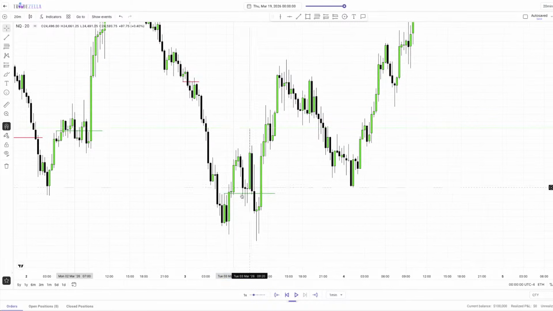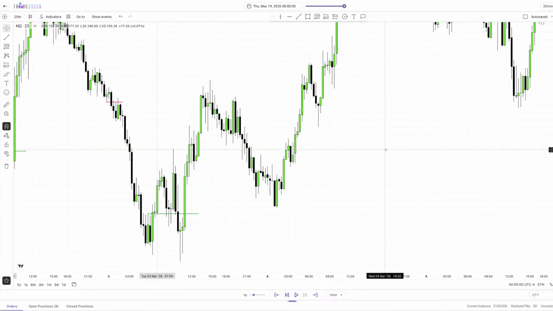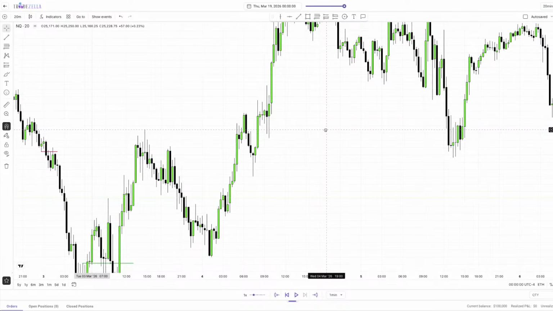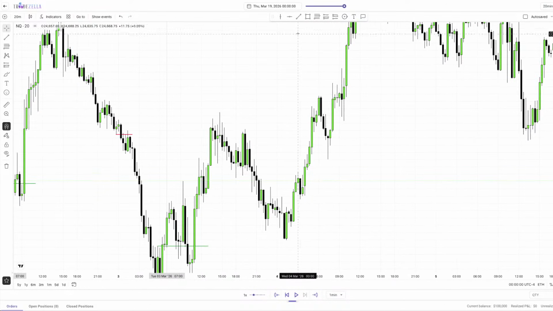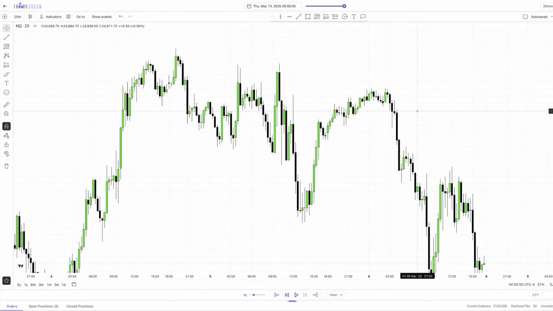And again, here, this could be an interesting point of interest area for you to take longs. And this goes on and on. I'm going to maybe look at one more example. Maybe look at a bearish example.